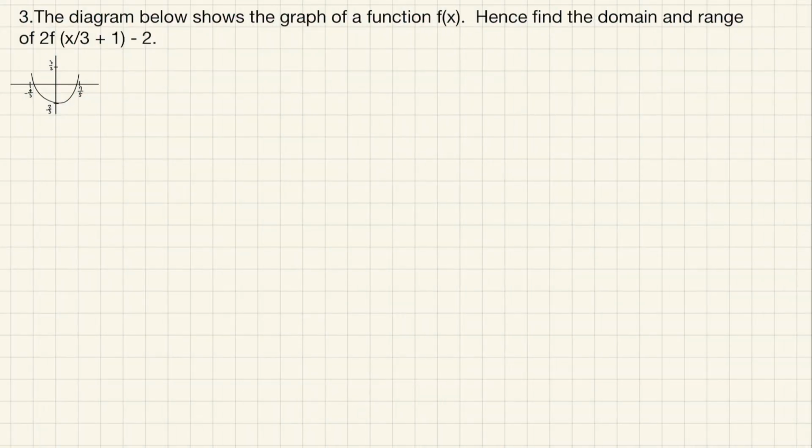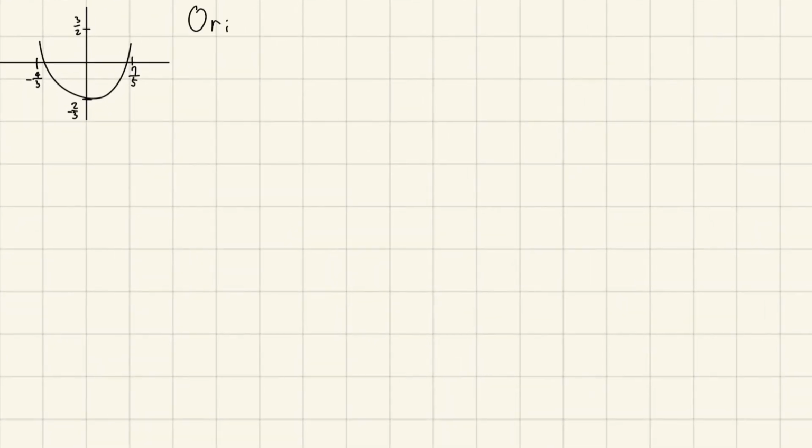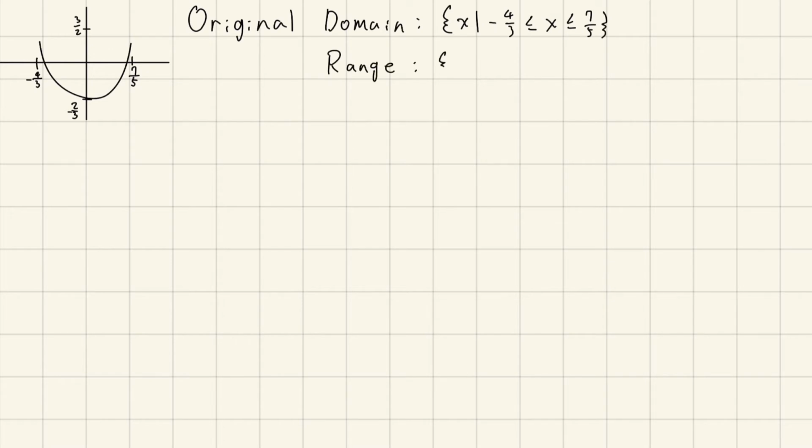Question 3 moves on to translations of an already existing function that is given to us on a graph. Firstly, we'll find the domain and range of the original function, so we can apply the given stretches and translations. Then, we can start by finding the new domain of the function by applying the appropriate changes.